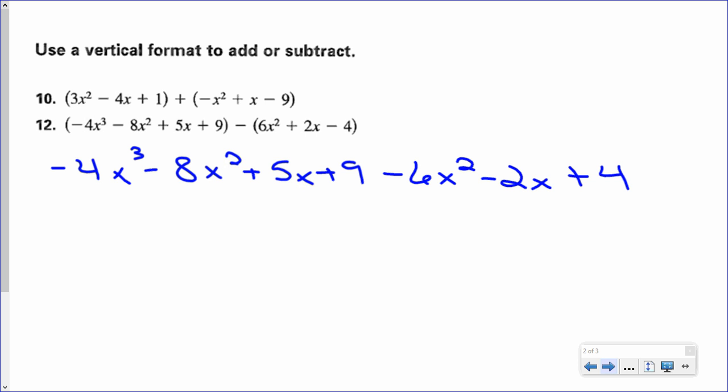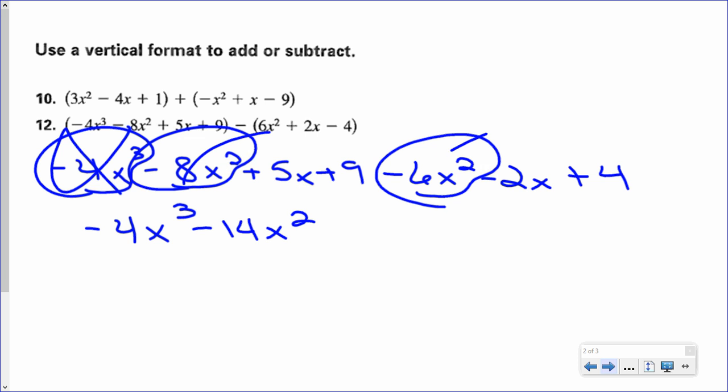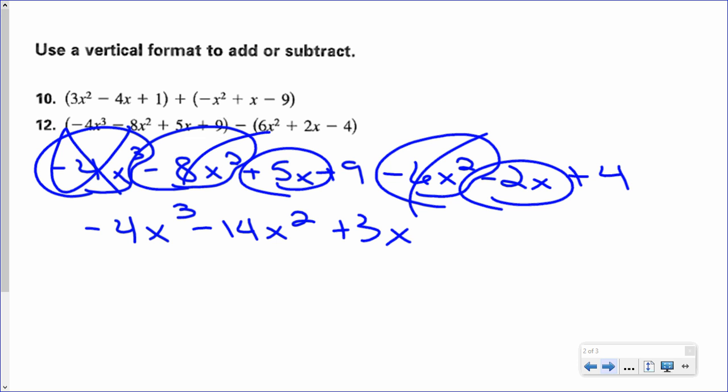Look for the highest degree, and that should be the first one you write down. Minus 4x to the third power is your highest degree. Cross that out. Next highest degree is minus 8x squared and minus 6x squared. Put those two together to get negative 14x squared. 5x gets put together with minus 2x to get positive 3x. And a positive 9 with a positive 4 would be a positive 13.